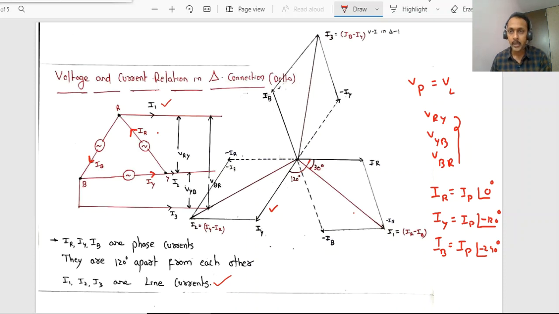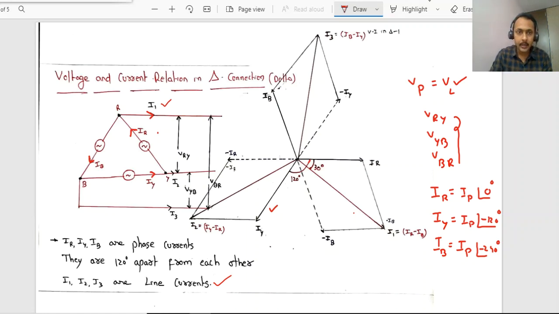With respect to the voltage, we got the clarity. The phase voltage is the same as the line voltage with respect to the magnitude. Now, what could be the relation between this line current I1 and this phase current IR? That is what we are going to derive in this video.